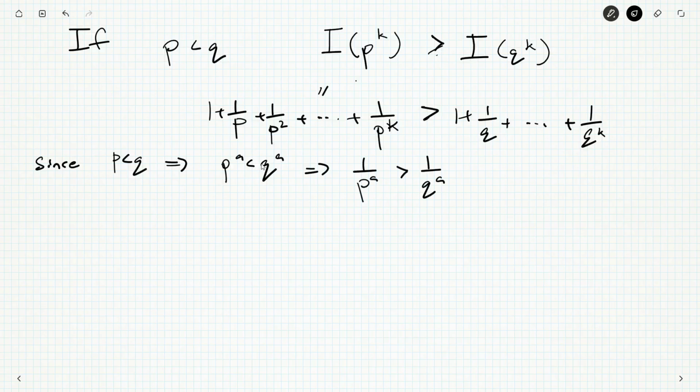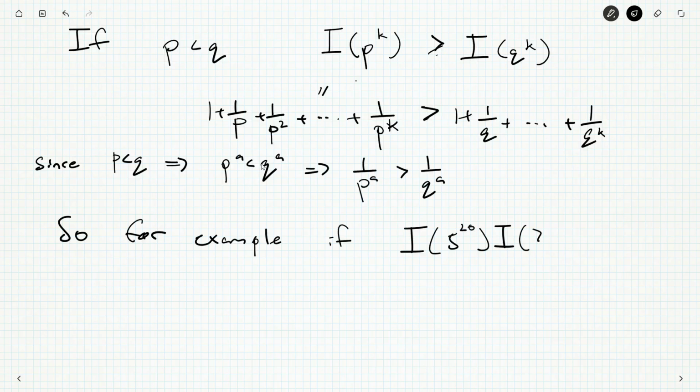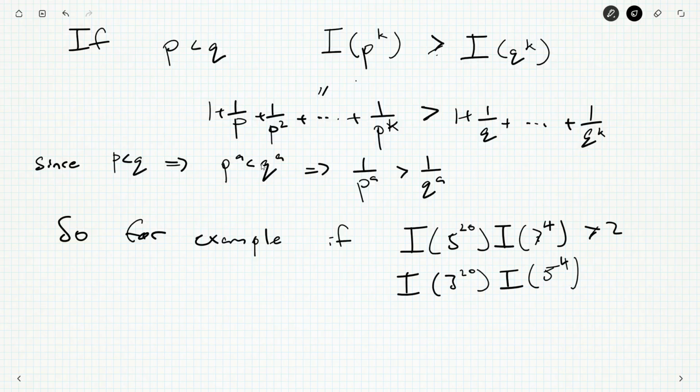But this definitely shows that, for example, if I of 5 to the 20 and I of 7 to the 4 is greater than 2, if that satisfies the thing I want, then I know for a fact that this has got to work even better. And I can even make this 7 and 101. These have got to be even better, so they will also definitely be greater than 2. Okay, so that, at last, has narrowed something down for me.